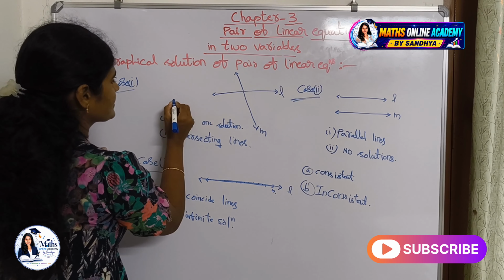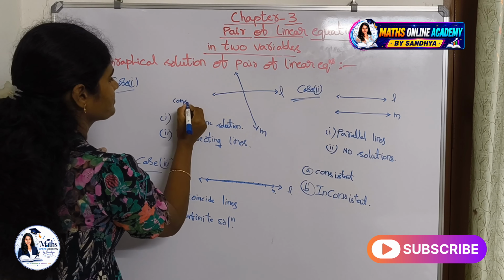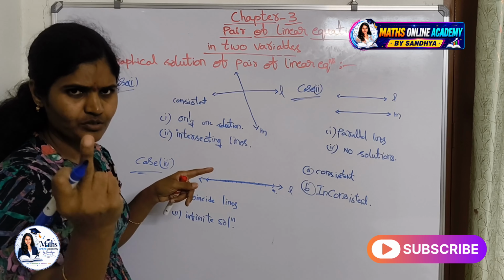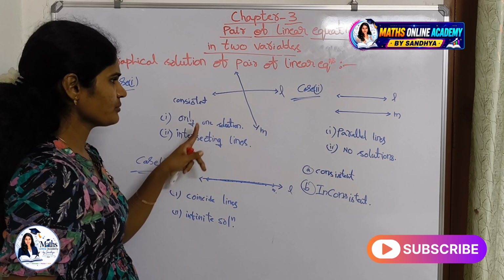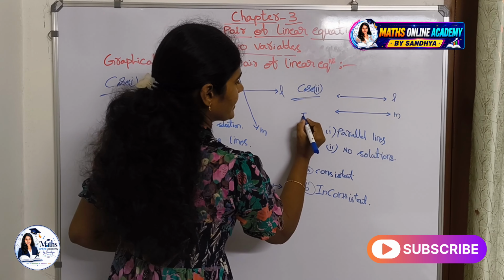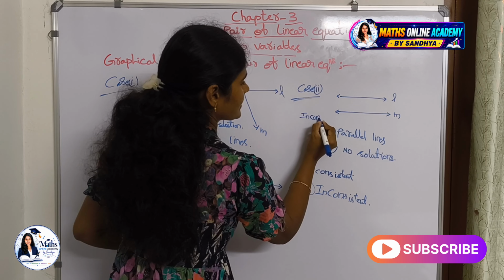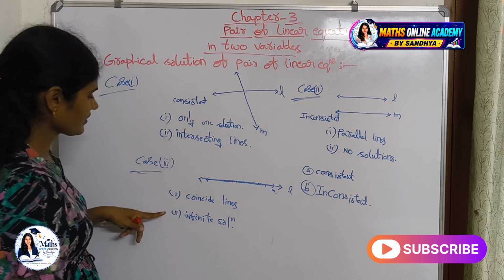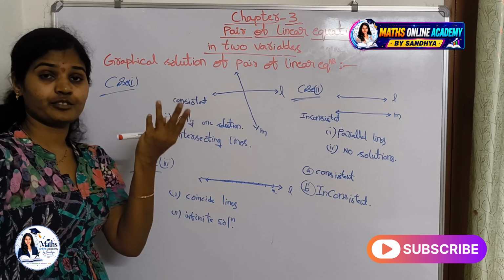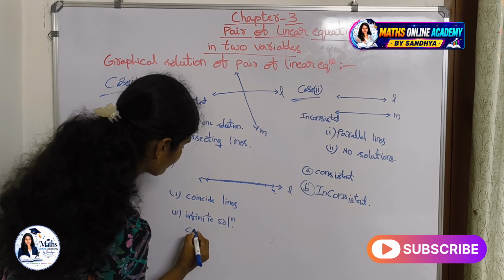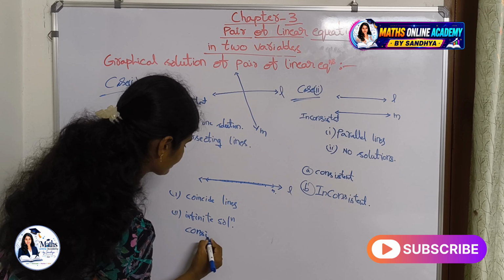So this is consistent. Yes? This has at least one solution, so this is consistent. No solutions means inconsistent. Okay, inconsistent. And this is infinite solutions. We want only at least one solution, so this is also a consistent solution.